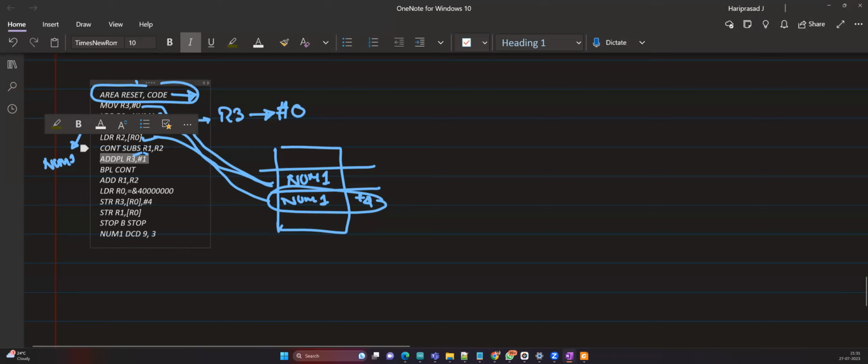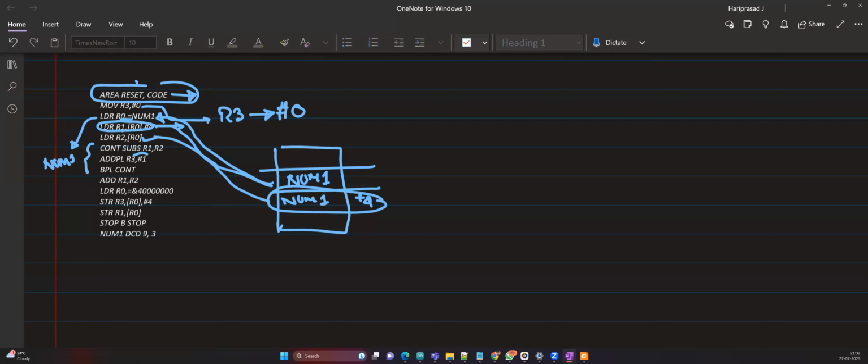That negative flag: whenever I subtract R1 from R2 and get a positive result, then only I will add. Finally, whenever that is positive, only then will the loop keep continuing. So see, that is the basic funda behind this logic.